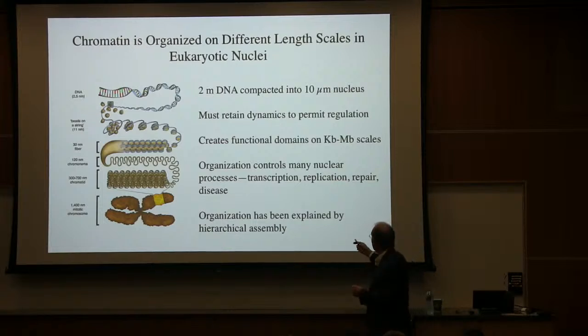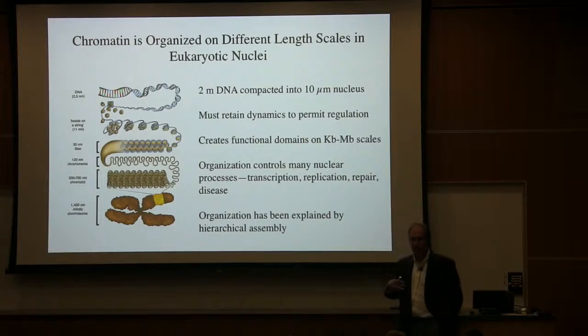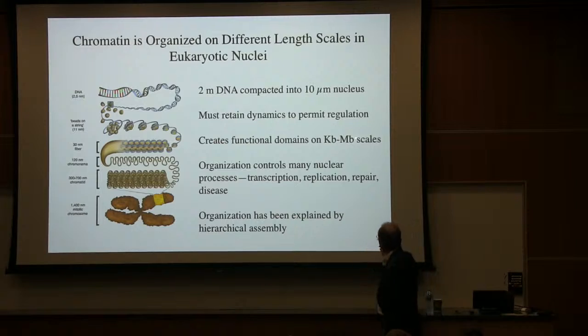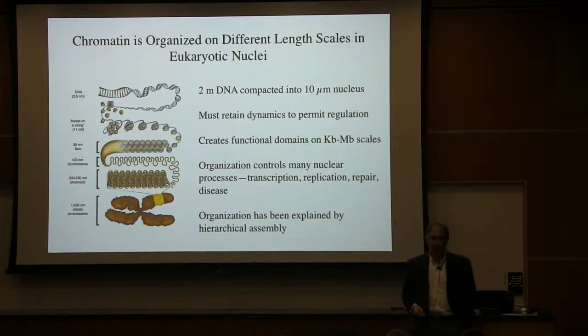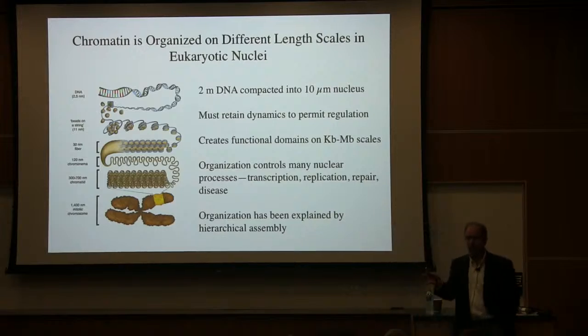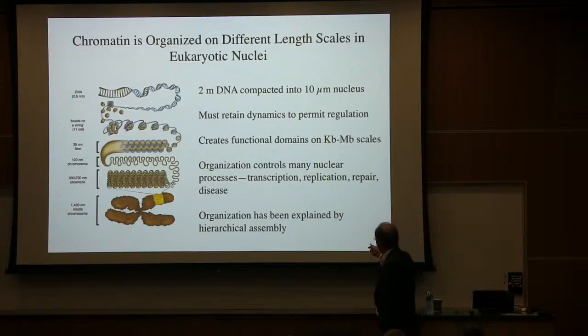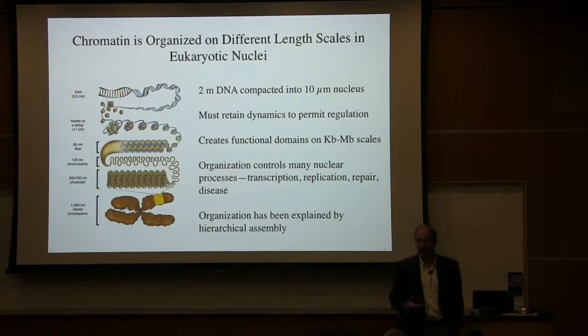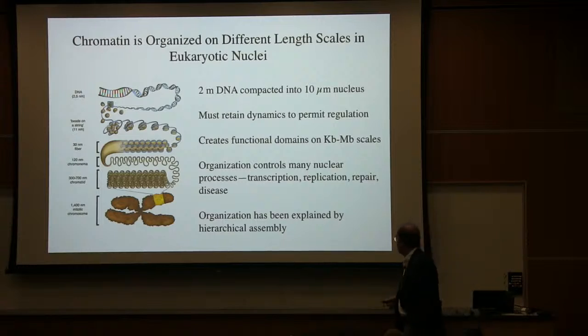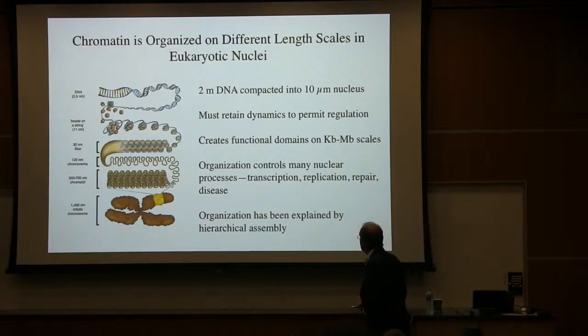But this must occur with a lot of restrictions. It has to retain dynamics in order to permit regulation and function. Moreover, it has to occur non-isotropically. There have to be distinct functional domains on scales of, let's say, kilobases to megabases. And of course, this organization is known to control a huge range of nuclear processes, everything from transcription to replication to repair. It goes awry in a very large number of diseases, most notably many cancers. So it's a very important problem for basic biology and human disease.